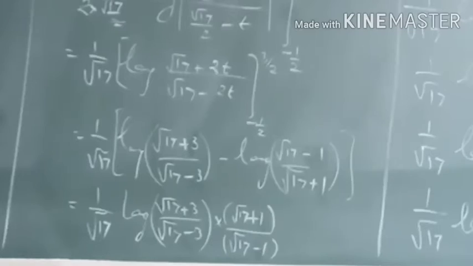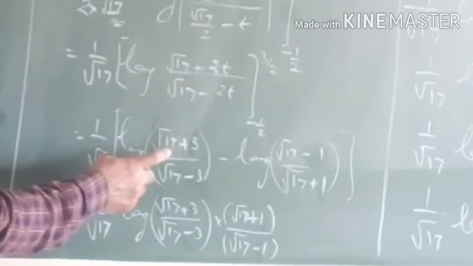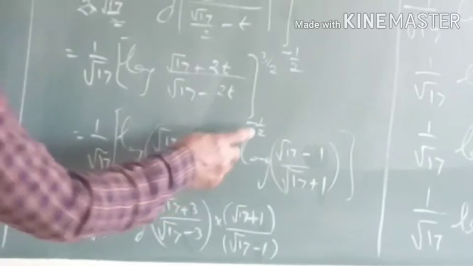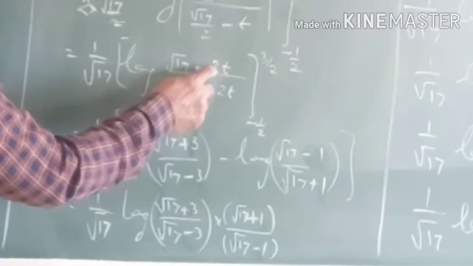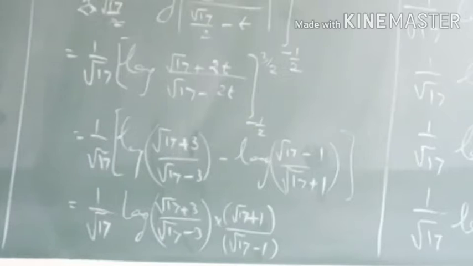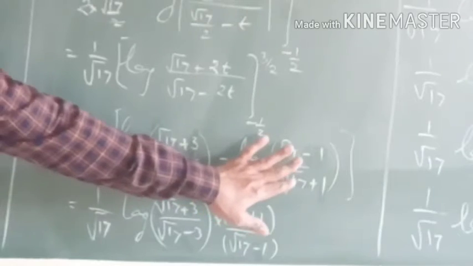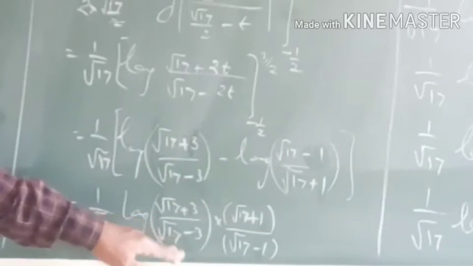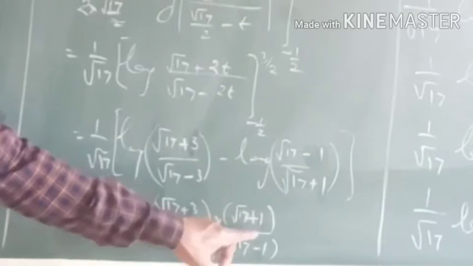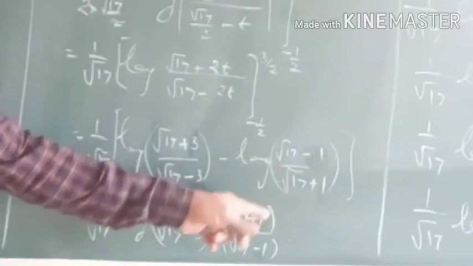Now write the limit, upper limit minus lower limit. Upper limit 3 by 2. When we write 3 by 2 here, 2 cancels out, only 3 remaining. It means root 17 plus 3, and the same in the denominator, root 17 minus 3. And when we write minus 1 by 2, 1 by 2 cancels out, only minus 1 remaining. It means root 17 minus 1 upon root 17 plus 1. Since it is log m minus log n, this fraction will be written in the denominator, and its reciprocal will be root 17 plus 1 upon root 17 minus 1.